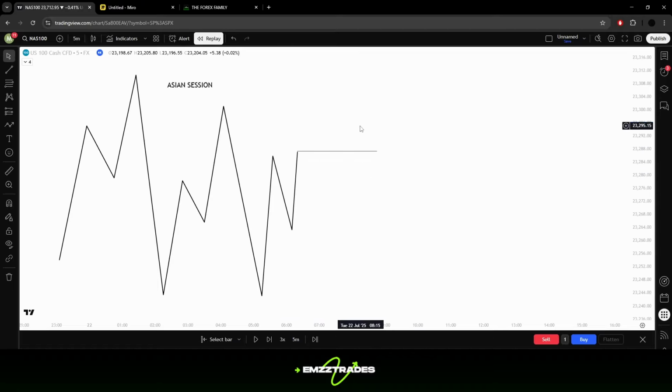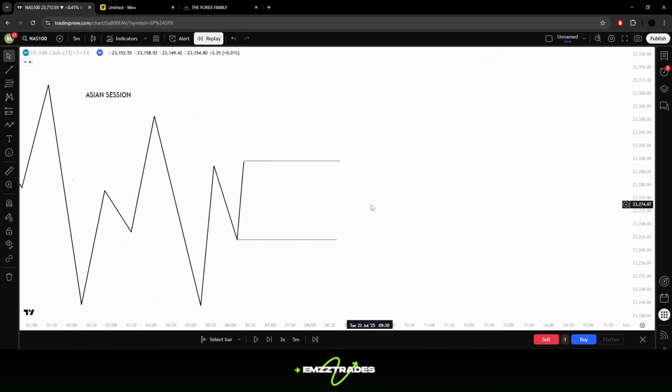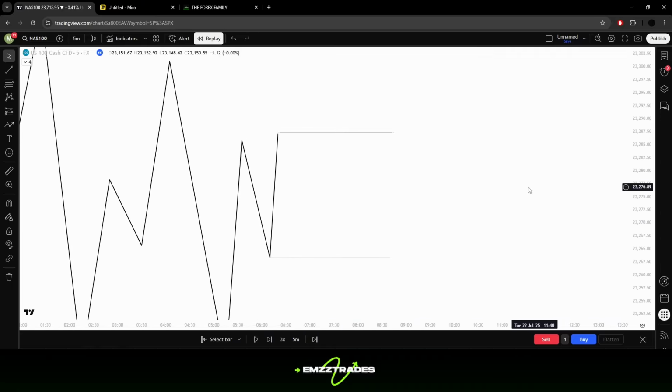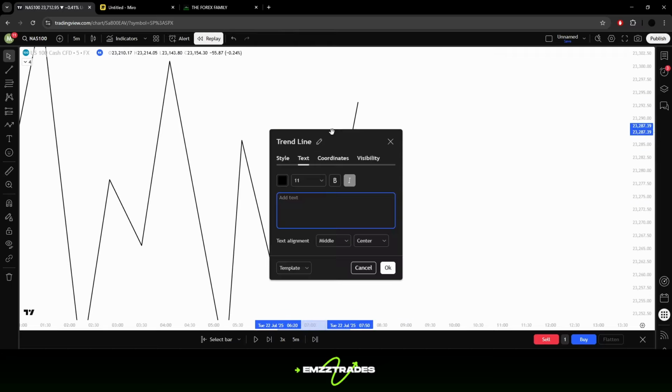As you can see, you need to mark out the highs and the lows of Asian session. And once you've done that, you need to just wait for price to sweep one of these two areas. Let's say it completely swept the highs, for example. So like this. This would be our liquidity sweep right there.